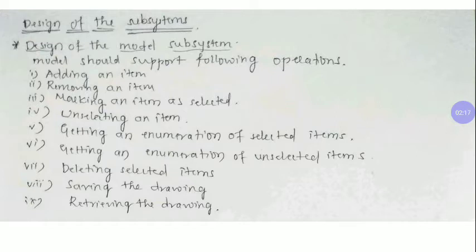You see here what I have explained now, adding an item and all these operations. It is straightforward to identify the methods. By using all these operations, we are going to design the subsystems so that finally we are going to have the final model.